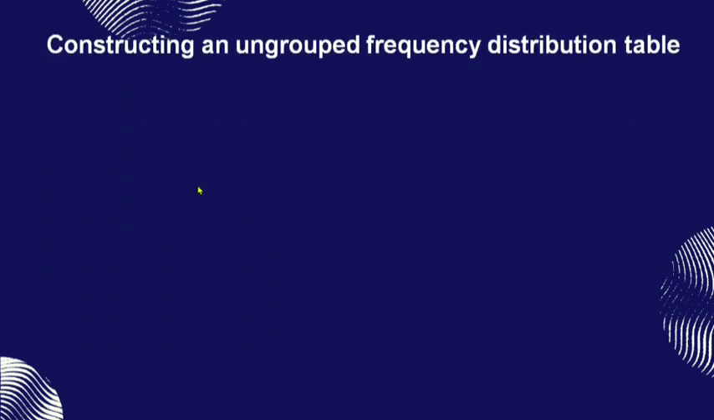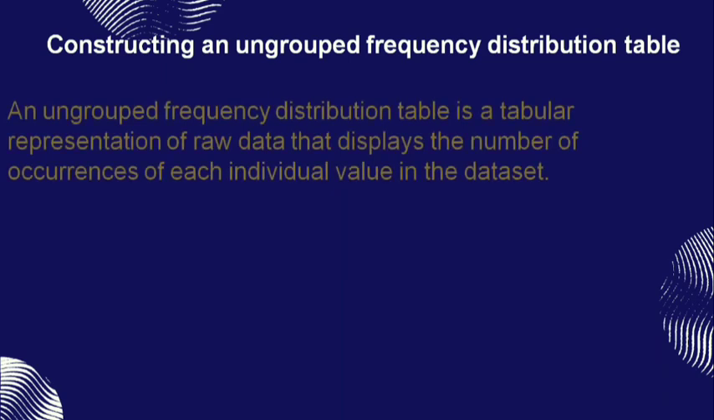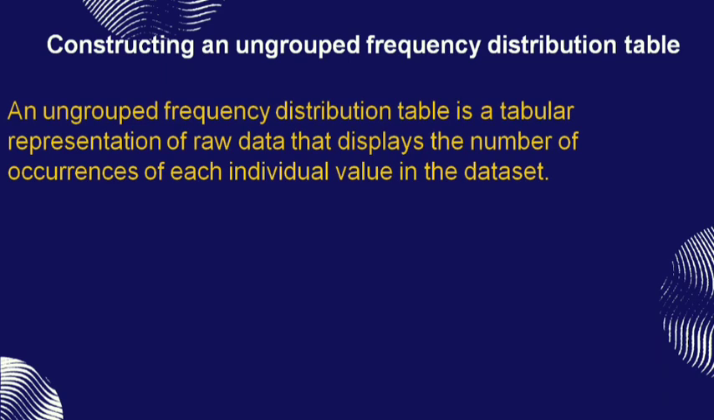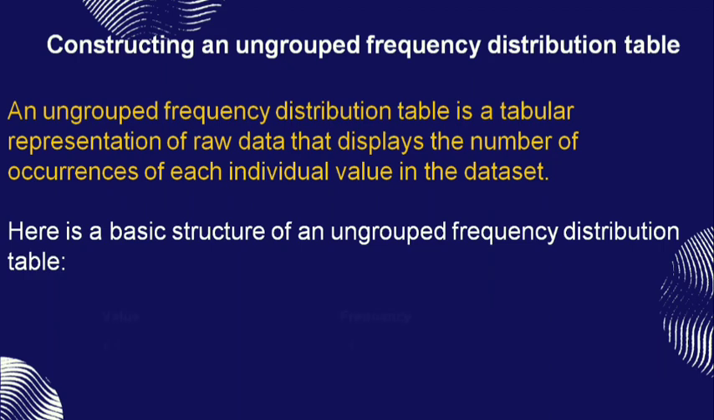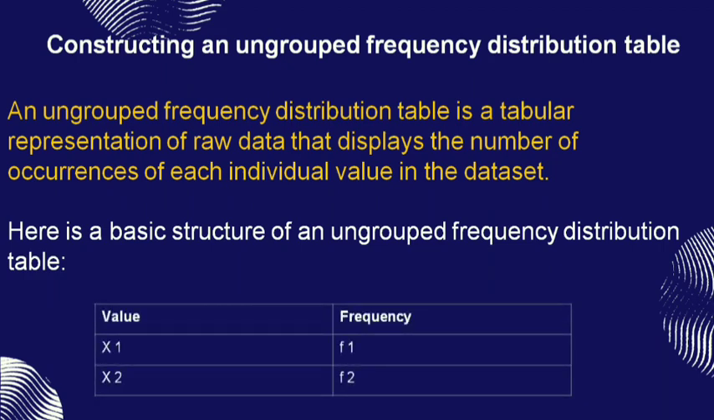An ungrouped frequency distribution table is a tabular representation of raw data that displays the number of occurrences of each individual value in the dataset. This is in contrast to a grouped frequency distribution where values are grouped into intervals or classes. An ungrouped frequency distribution deals with each distinct data separately. Here is a basic structure of an ungrouped frequency distribution table. As depicted, the table is made up of two columns. The first column represents the values or scores denoted as X. The second column represents the frequency of each value.